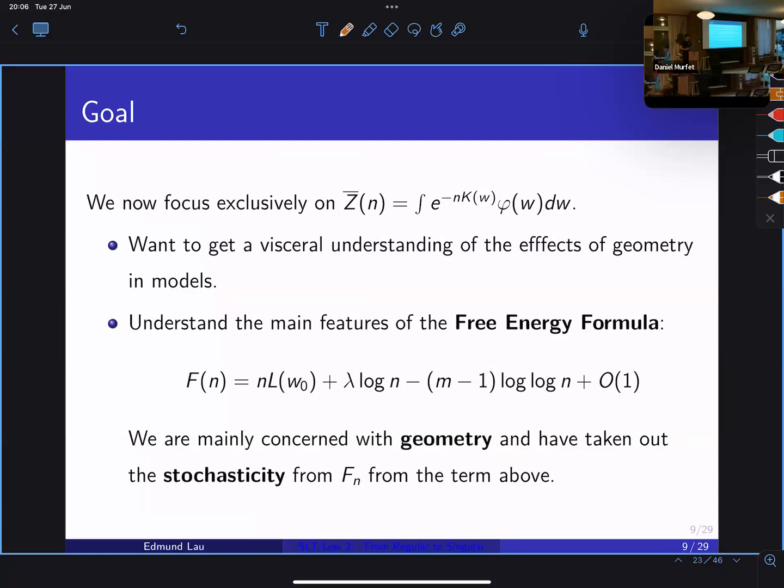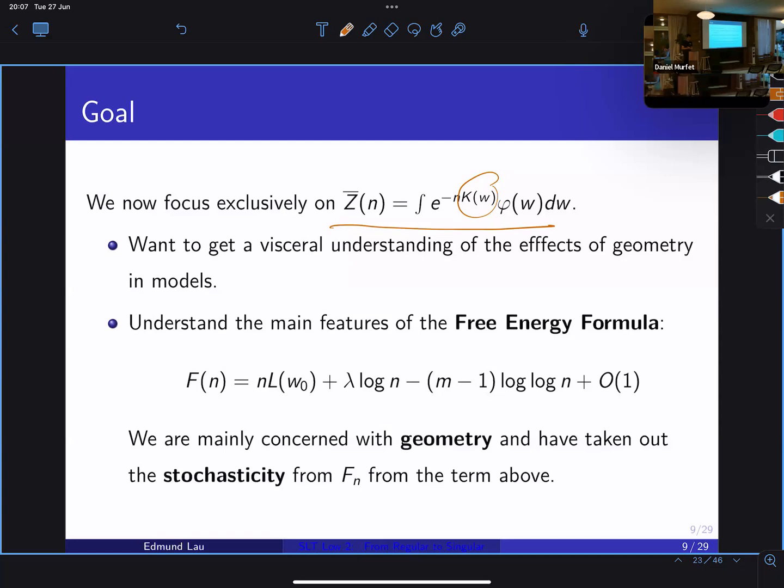Okay, so the goal today is to focus solely on the bottom right, to build intuition on how singularities affect our model. We are focusing on this integral that involves that K. The goal here is to get a visceral understanding of the effects of geometry. I highly recommend that you follow along with pen and paper, or at least do the maths in your mind. There's a lot of integrals.